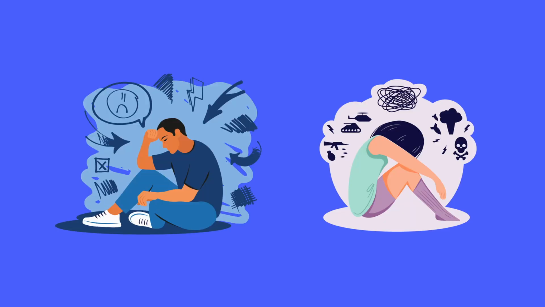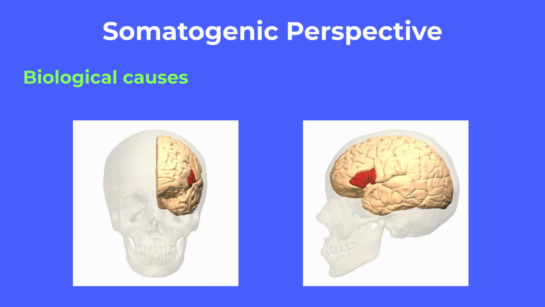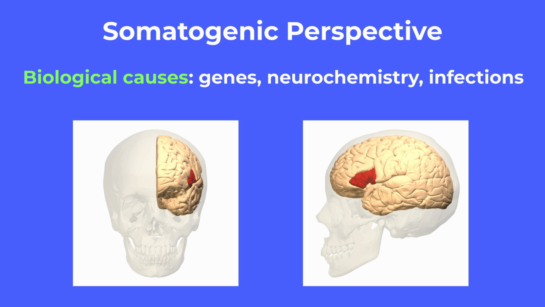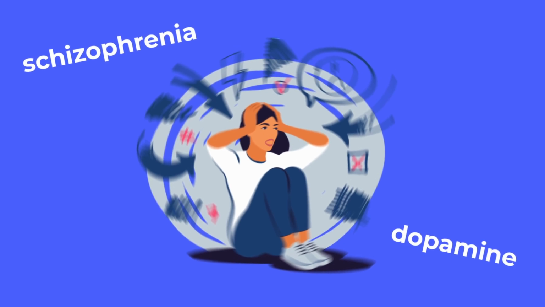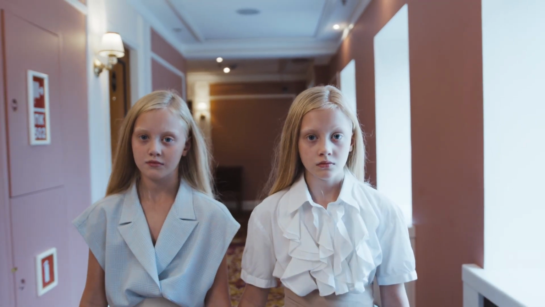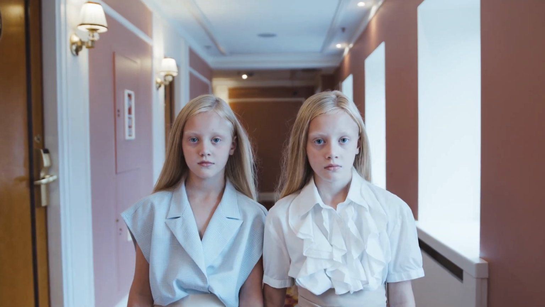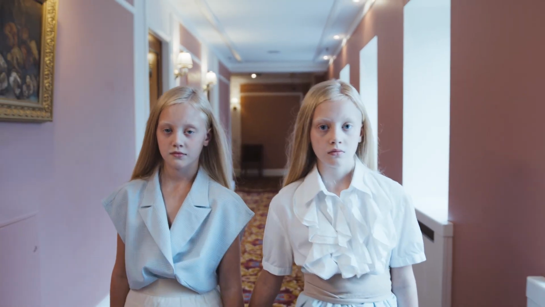Now, when it comes to explaining mental disorders, there are 2 major perspectives. The somatogenic perspective points to biological causes, genes, neurochemistry, even infections. For example, schizophrenia's link to dopamine is a textbook case. Backing this up, twin studies show that identical twins share up to 50% risk for major depression, suggesting genes set the stage while environment pulls the trigger.